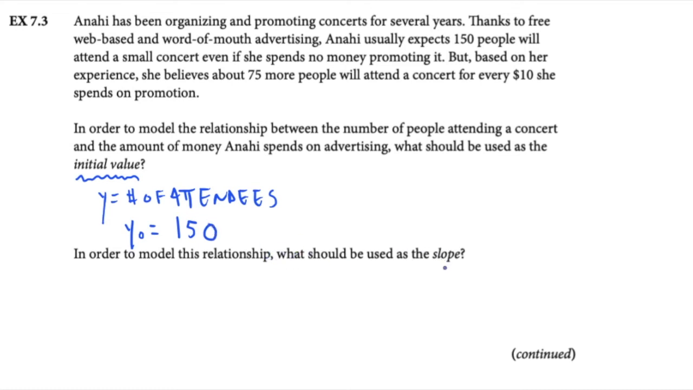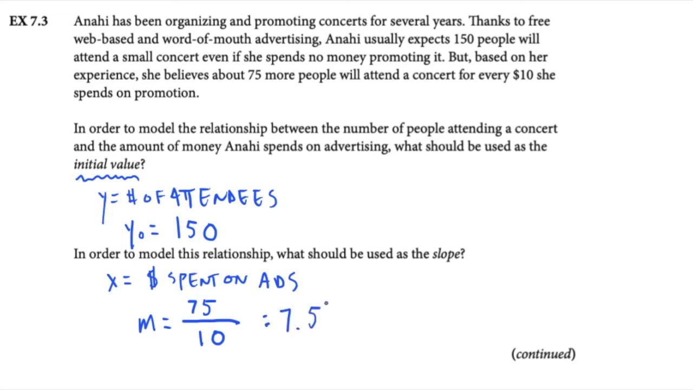The slope for this equation will be how much this Y value increases for some increase in X. Just to clarify, we're using X to represent the money that she spends on ads. And so her slope is captured by this last sentence in the original problem, where it says that she believes about 75 more people will attend for every $10 she spends. So the structure of her slope will be an increase of 75 attendees for every $10 she spends on advertising. We can simplify that and write that as 7.5. It's not necessary, but maybe that'll help clean up the calculations in a sec.